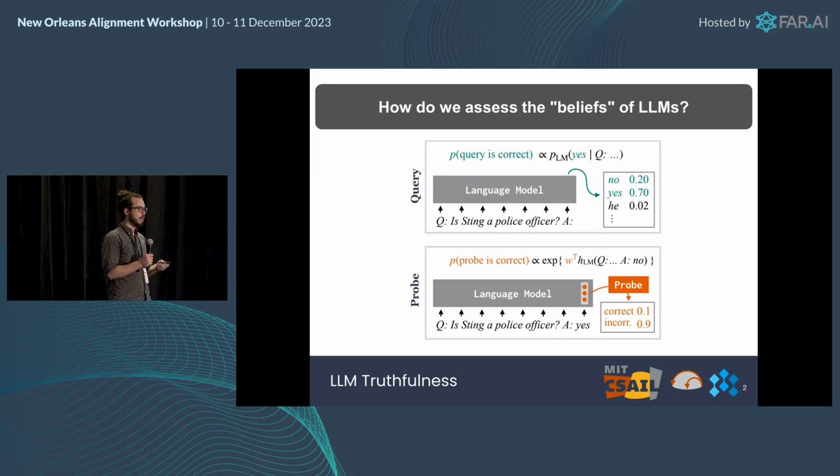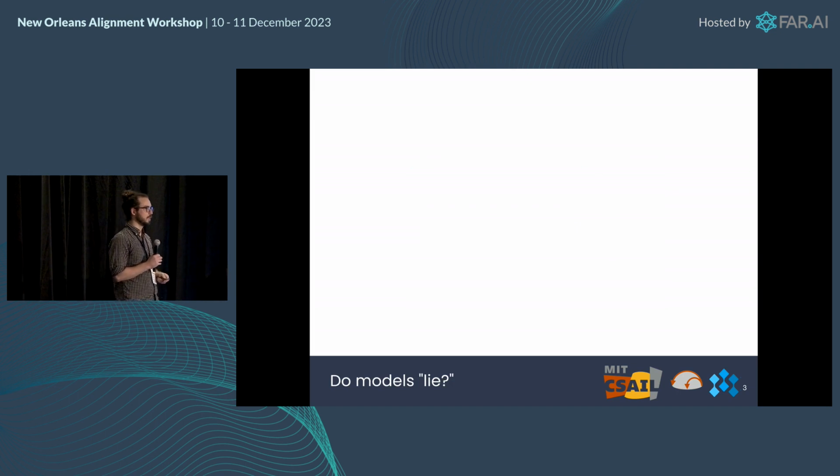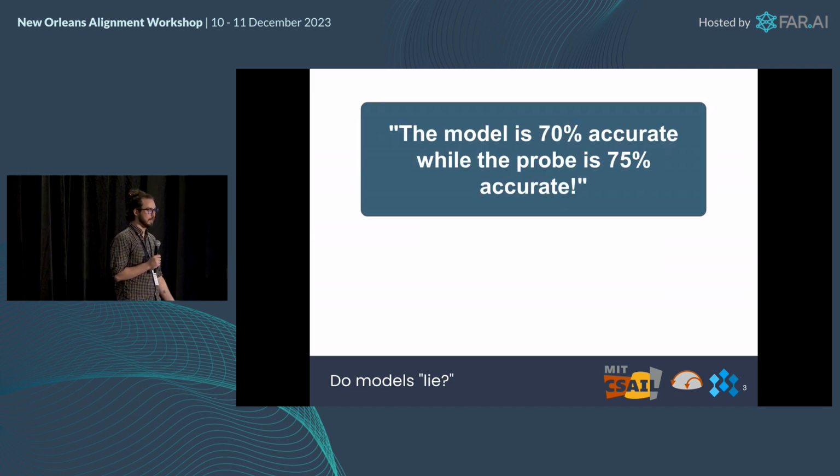You can give the model different statements or question-answer pairs, some true, some false, and train a probe, like a linear one, from the internal states to tell you the truth. Some recent work, including ours, in the past year and a half has contrasted these two ways of assessing beliefs in language models. One pretty common finding across a particular data set is that the model is maybe 70% accurate, but when you probe for answers using the internal states, you can get maybe 75% accuracy.